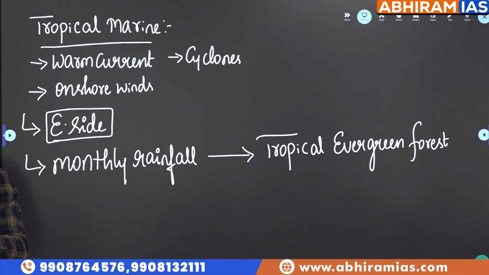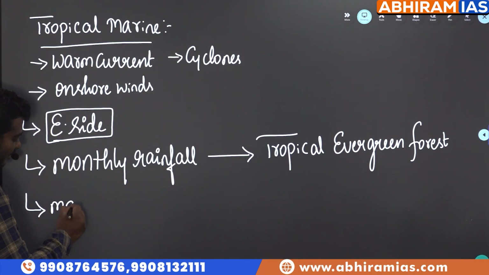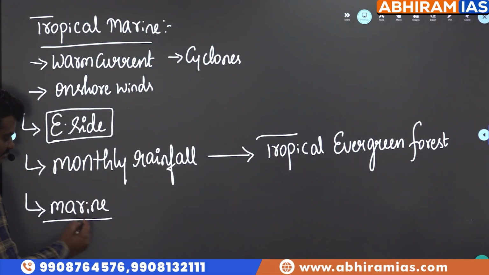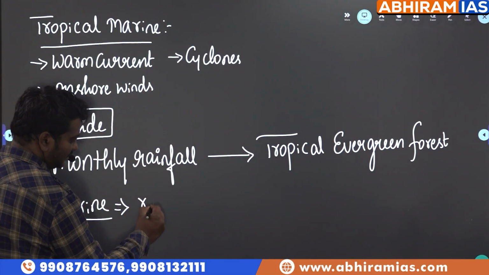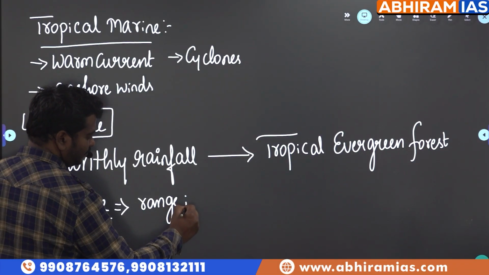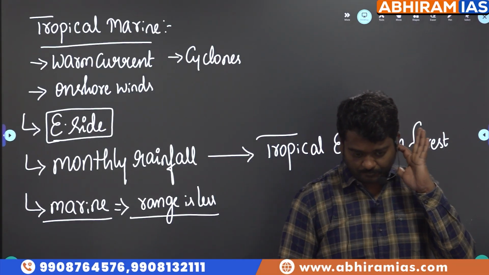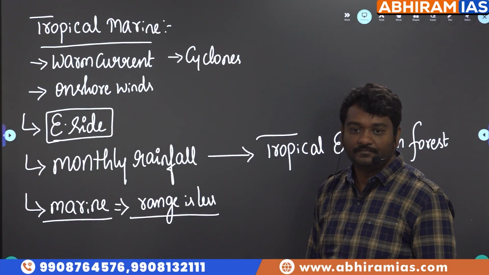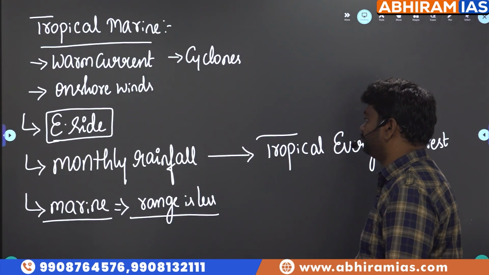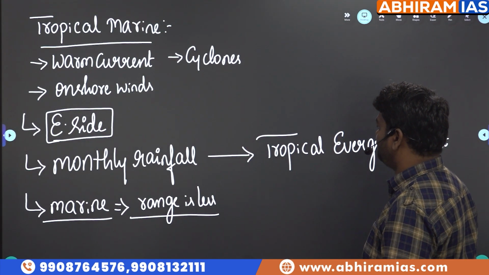So UPSC will never give you marine and equatorial in the same option, as both have almost similar characteristics. Either they'll give you equatorial or they'll give you marine, not both. Now, if it is marine, what is the condition of range? Which side? Eastern side.